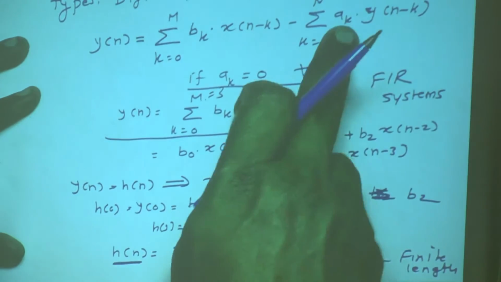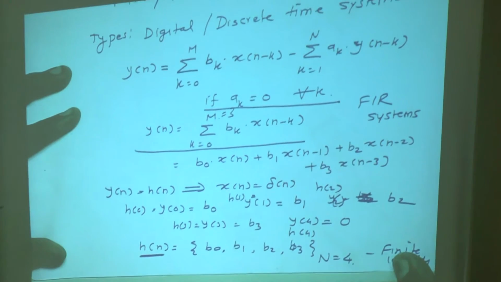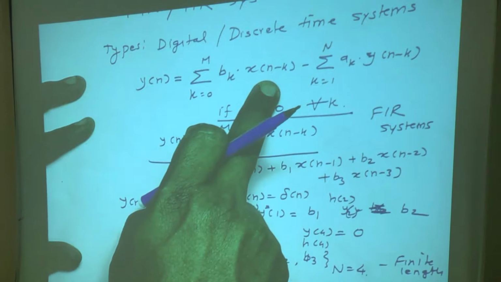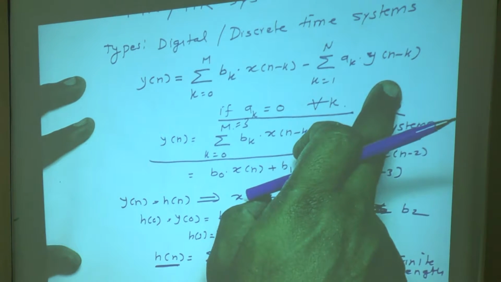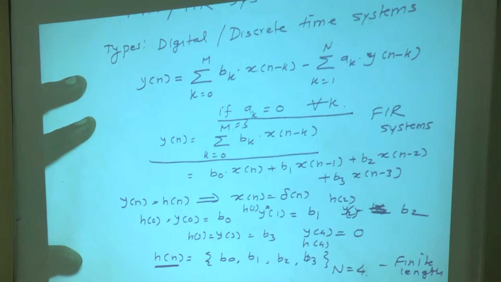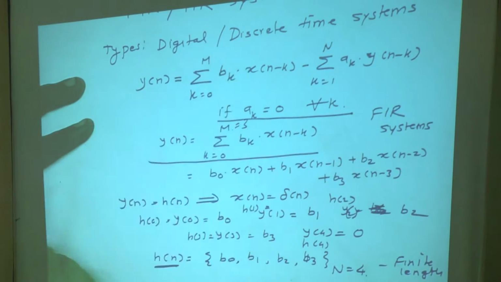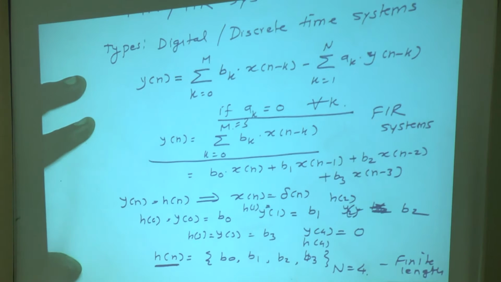Otherwise, when even one of the ak is non-zero, then the present output depends on present and past inputs and one past output, and that past output is never going to be 0, because the past values are already present everywhere. That is why it becomes infinite impulse response length.